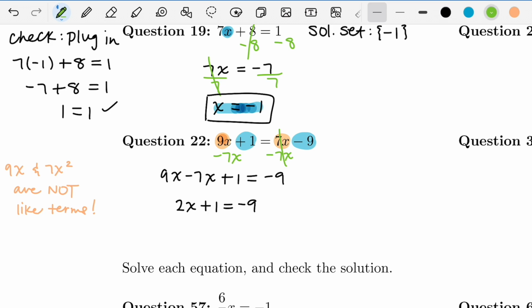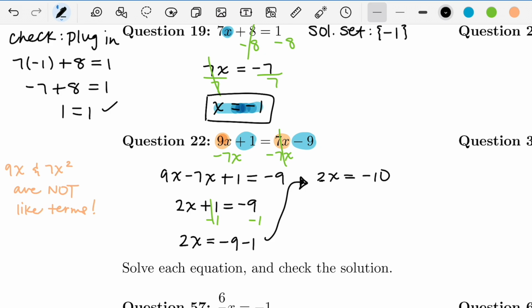Now, to do the same thing here, combine our constant terms, our 1 and our minus 9. We can just subtract 1 from both sides of our equation. We can move it over. We're left with 2x is going to be equal to minus 9 minus 1. So, this will be 2x is equal to minus 10.